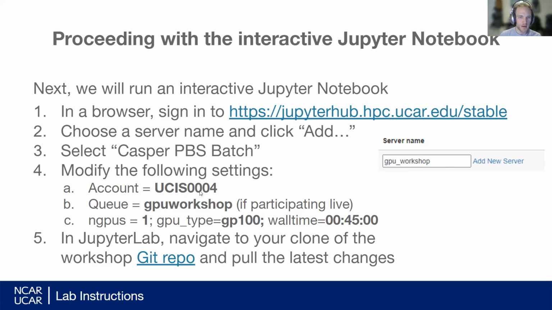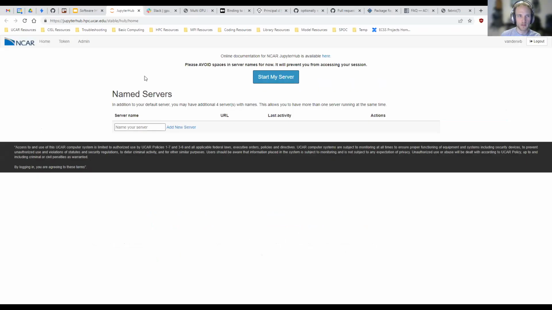You can use the account code that we're providing to you as a GPU Workshop participant. For the queue, you would change that from Casper to GPU Workshop, though if you're doing this later and you're watching a recording, then you can just use the Casper queue. And then for NGPUs, we'll just set that to 1, GPU type GP100, and for a wall time, 45 minutes should be sufficient here. And then when we get to the JupyterLab interface, we will make sure that we have the files via the Git repo. So I'm going to go ahead and do this now. And if you just want to follow along, of course, that's fine too.